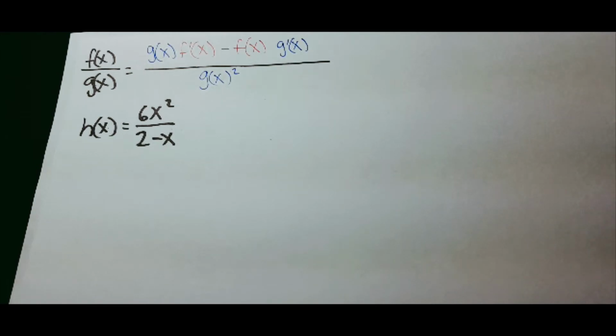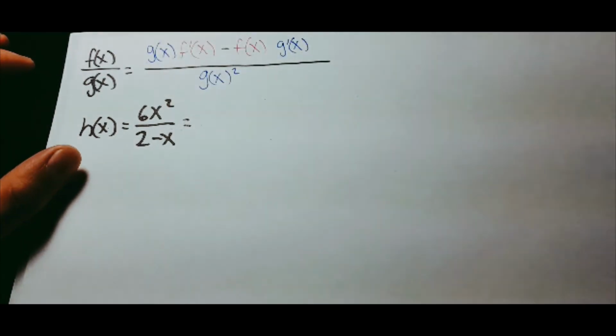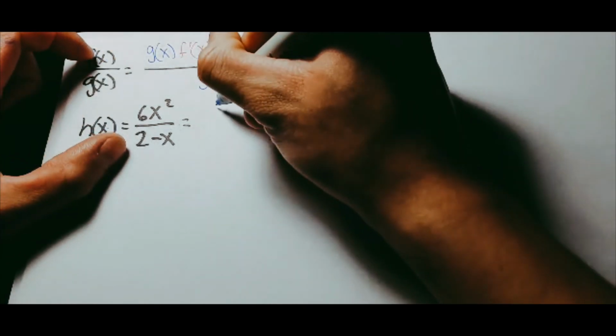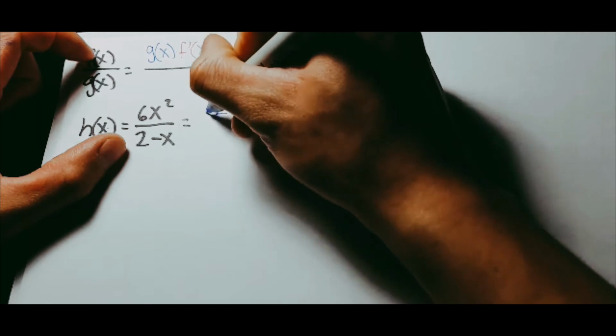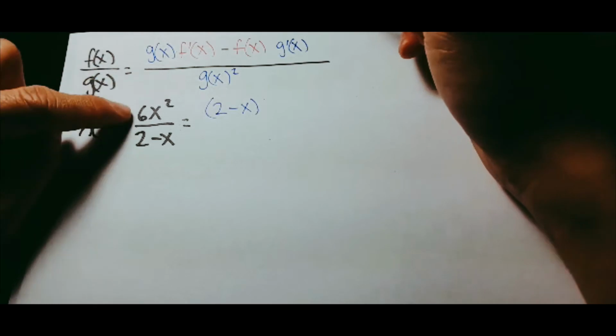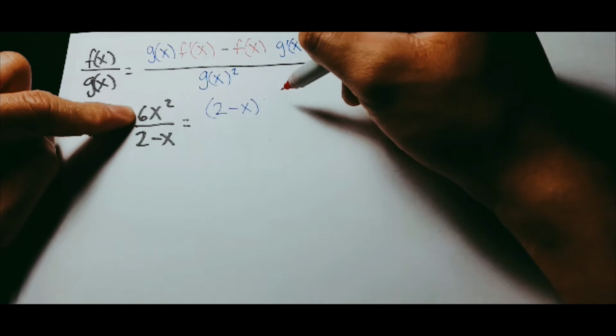Okay, so here we have another simple example. 6x squared divided by 2 minus x. So we can find the derivative of this using quotient rule. Okay, so we can start. So here we'll have our bottom. We can leave that one alone. G of x here. So 2 minus x times the derivative of the top, f prime of x. So in this case, it's going to be 12x.